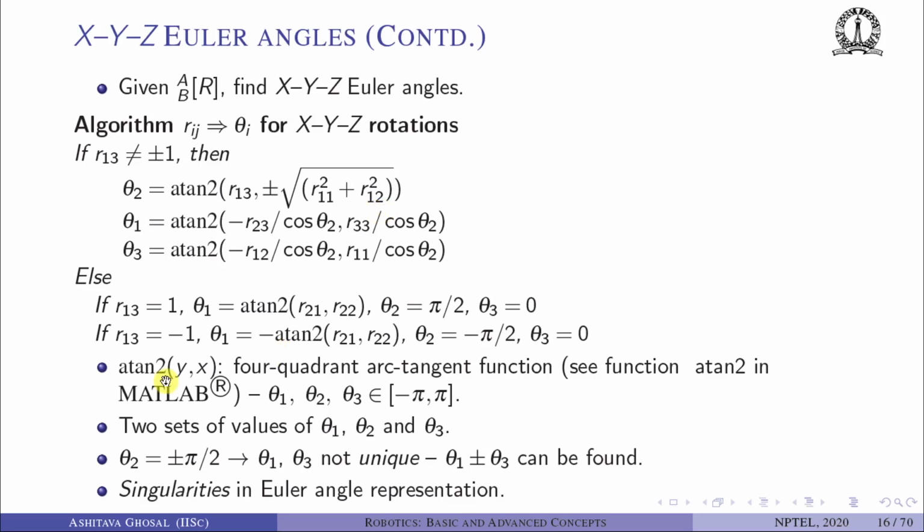Why do we use atan2? Because this function atan2(y, x) takes the y coordinate and the x coordinate, and it gives you the angle in the correct quadrant.